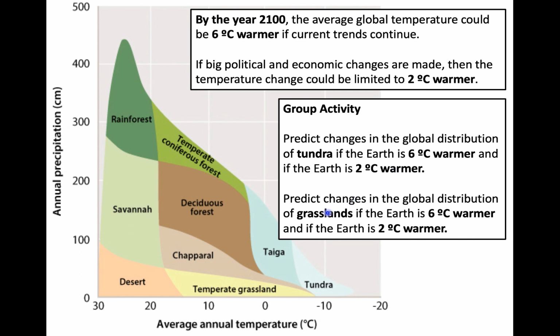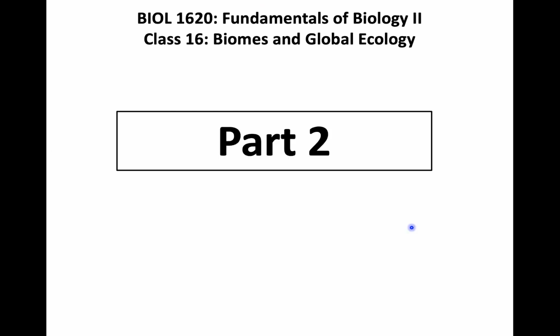And then think about that same thing for grasslands. If the Earth becomes 6 degrees warmer, what happens to the grasslands? And if it becomes 2 degrees warmer, what happens to the grasslands? So if we were all meeting in person, this would be a group activity. You would talk to each other. And as I am recording this, we're not sure exactly how we're going to do group activities. I think we might still try to do them online somehow. So stay tuned, check the Canvas announcements in your emails for how we would like you to report the results of this activity. Okay. So that ends part 1.